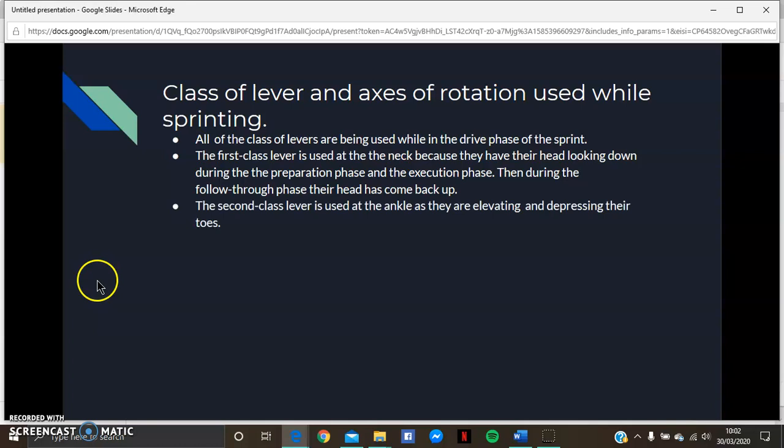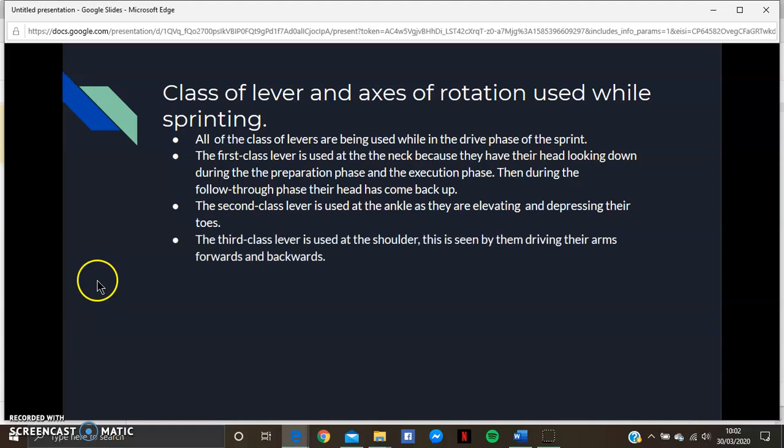The second class lever is used at the ankle as they're elevating and depressing their toes all the time to drive into the ground. And this is the same for the preparation phase, the execution phase, and the follow-through phase. The third class lever is used at the shoulder. This is seen by them driving their arms forwards and backwards as they are going along the race.